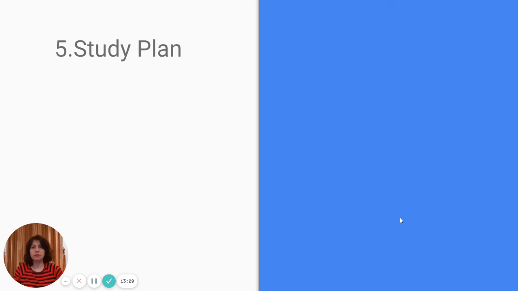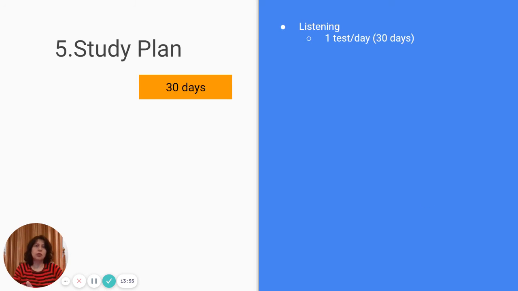And then the study plan. As far as study plan goes, this is a 30-day study plan I'm proposing here. But this again is like a framework. It's not hard and fast that okay, this is what you have to follow. But this will at least give you a basis where you can use and you can manipulate according to your schedule. So for listening, say for example, do one test a day for 30 days. Of course, then know your mistakes, note them down, and improve your skills, like I mentioned before.